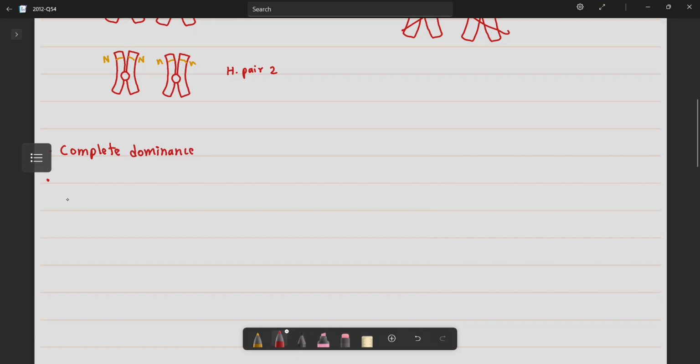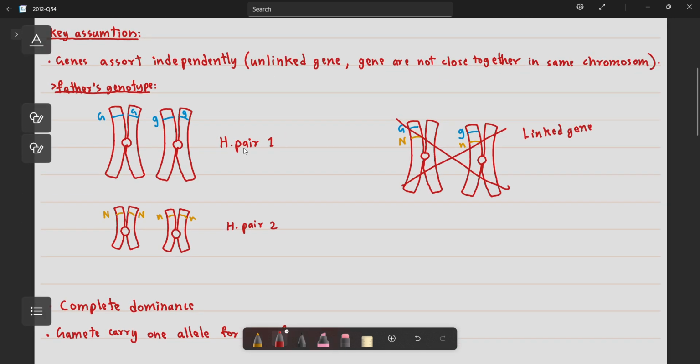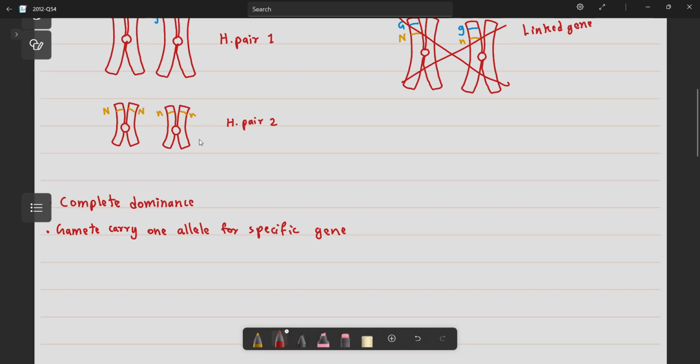Now the other one is the gamete. As I've explained before, the gamete carries one allele for a specific gene. So gametes must carry one allele for a specific gene. It's not like they can carry two alleles for the same gene, so that's wrong. That's also not biologically correct. Every chromosome carries only one allele for a specific gene.